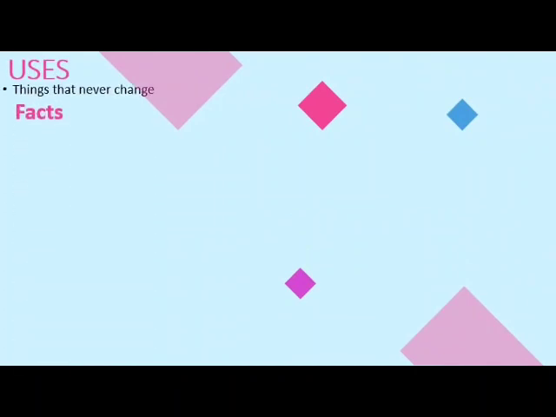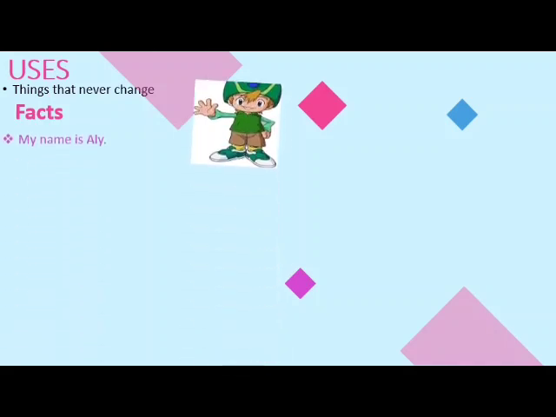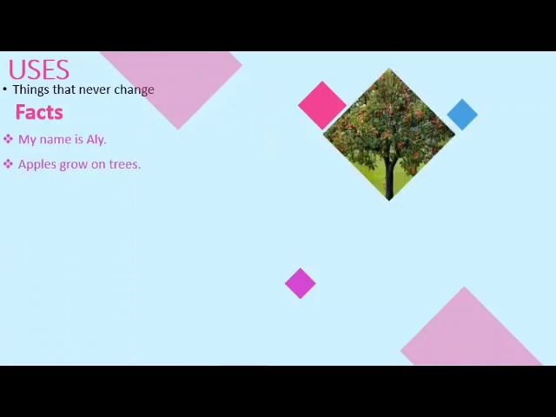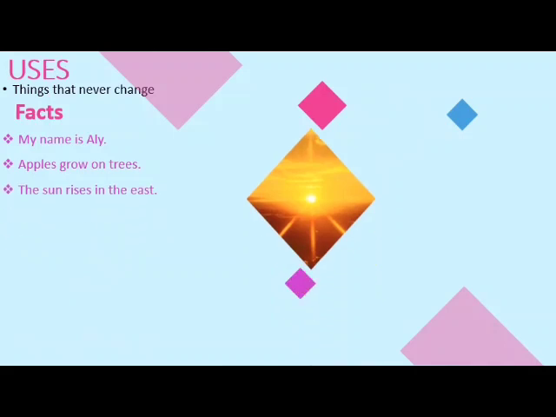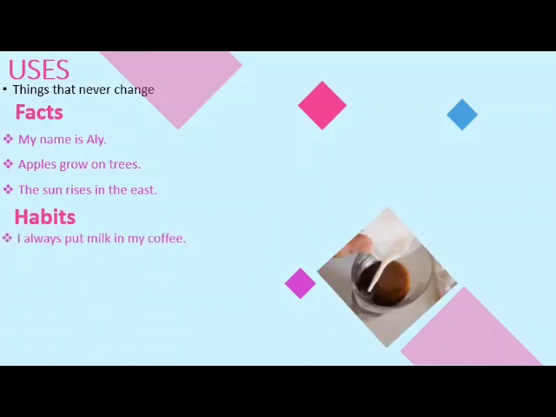Uses of present simple. We use the present simple for things that never change, like facts. For example, my name is Ali. It's a fact. Apples grow on trees. It's a fact. You can never find one day that oranges grow on an apple tree. The sun rises in the east. It's a fact also.